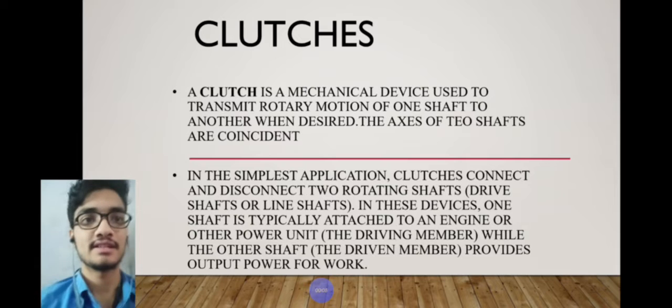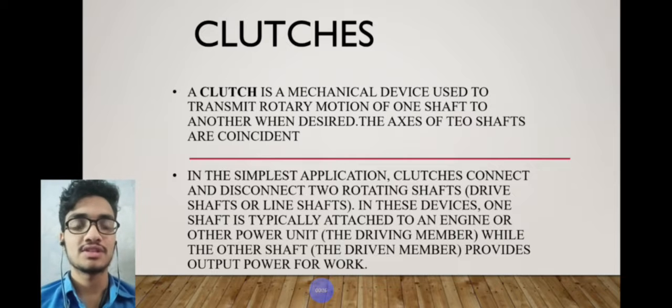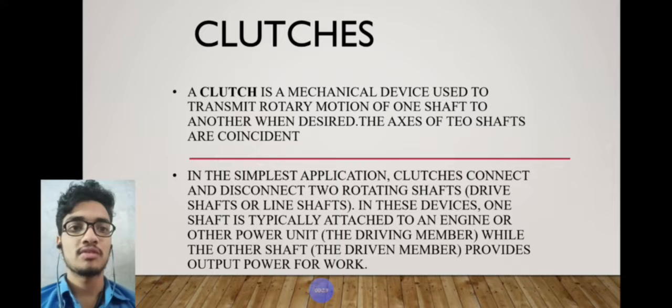Clutch is a mechanical device used to transmit the rotary motion of one shaft to another when desired. The axes of the shafts are coincident. In the simplest application, a clutch connects and disconnects two rotating shafts. In this device, one shaft is typically attached to an engine or other power unit, while the other shaft provides output for work. A clutch is simply a device.